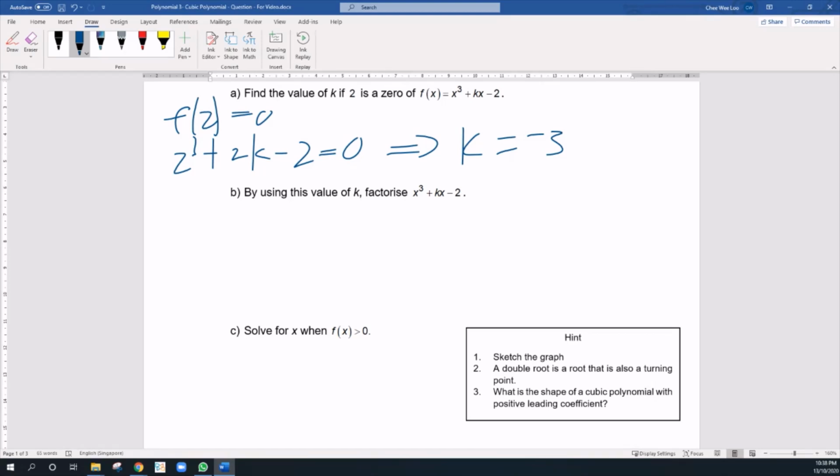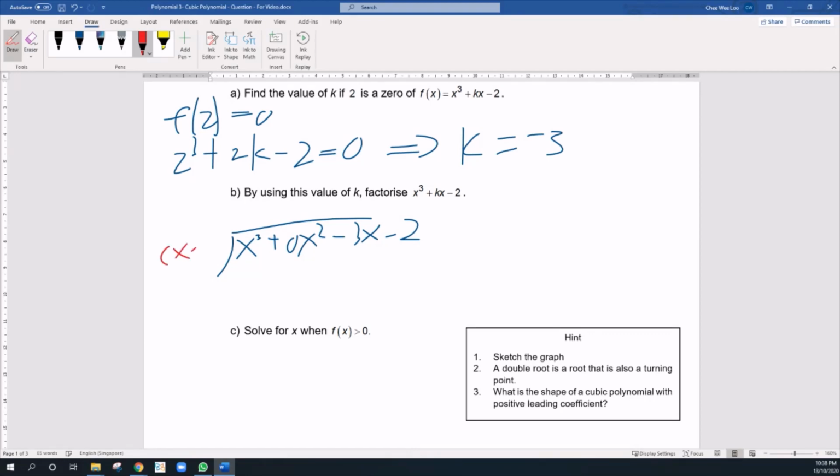Now, since 2 is a zero of f(x), x minus 2 must thus be a factor of f(x), and we now have x cubed plus 0x squared minus 3x minus 2. Now, recall that I do like to have a 0x squared as an empty placeholder for missing powers in order to make the long division neater. Again, you should revisit my previous video to revise this if you have forgotten about this.